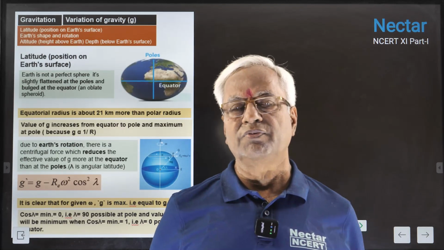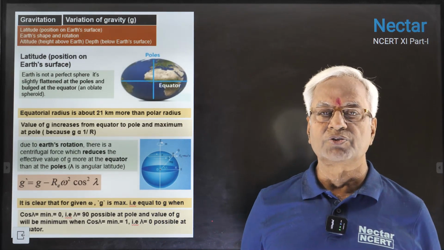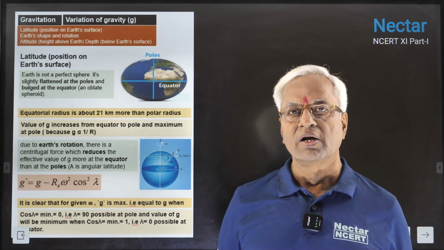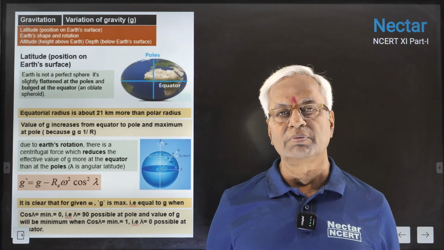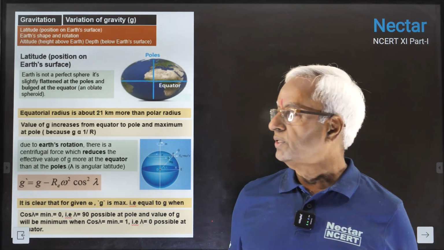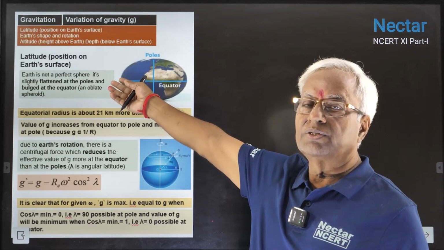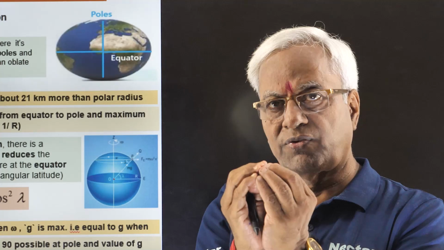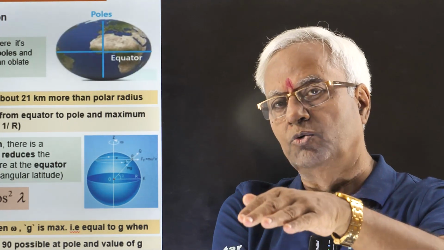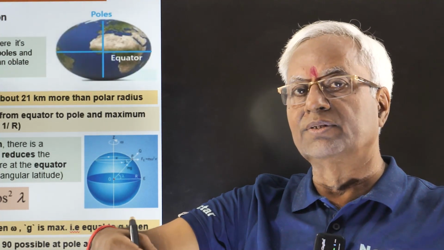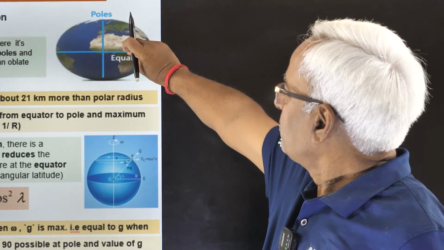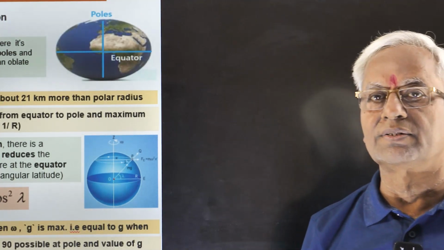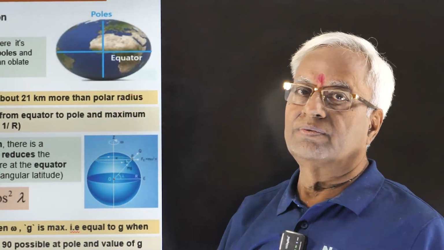The variation in the value of g. This we study in two segments, one on the surface and the other above and below the surface. This discussion is regarding changes in g on the surface. You see, the whole Earth is not a perfect sphere. It is a little flattened at the poles and widened at the equator. It's bulging at the equator, and the polar radius is about 21 kilometers less than the equatorial radius.